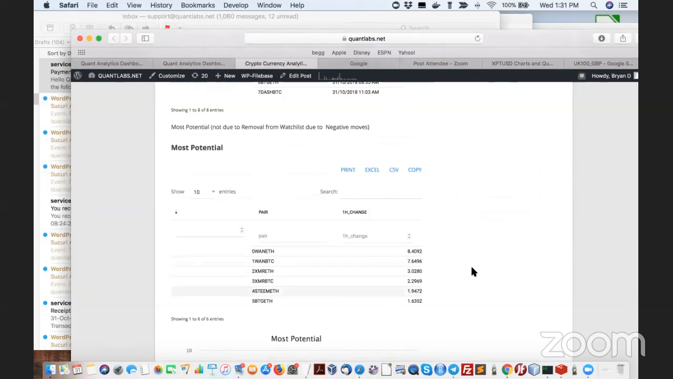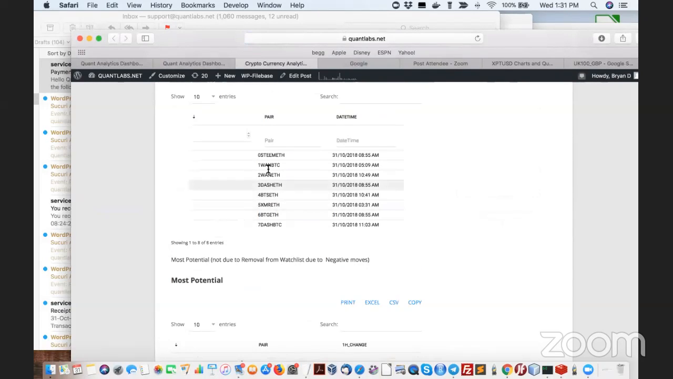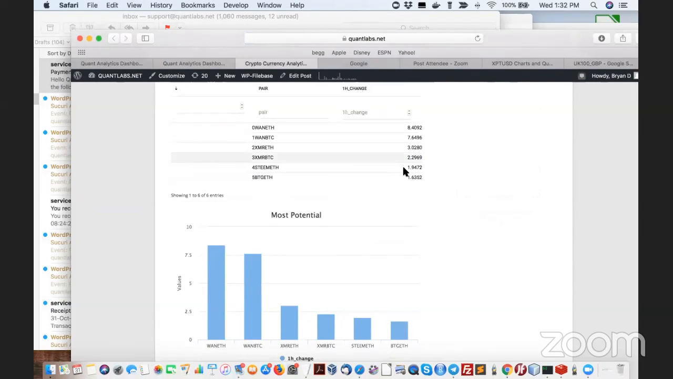This gets added to the list of most potential. So we have here WAN, BTC, and WAN Ethereum added to this list. And same with XMR Ethereum, which is now up 3%, and XMR up 2.29%. These two, XMR, have a higher chance of potentially taking a position and moving up because it has a solid momentum, because the last time it got removed from the watch list was at 3:30. So chances are this may be taken over WAN.